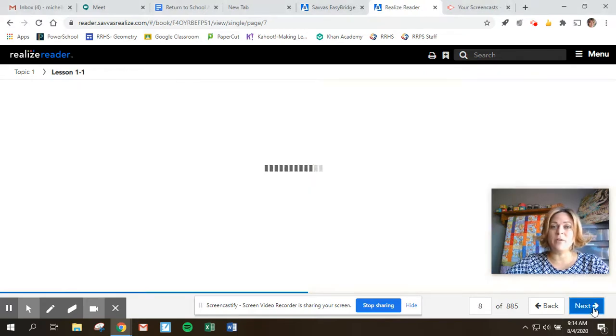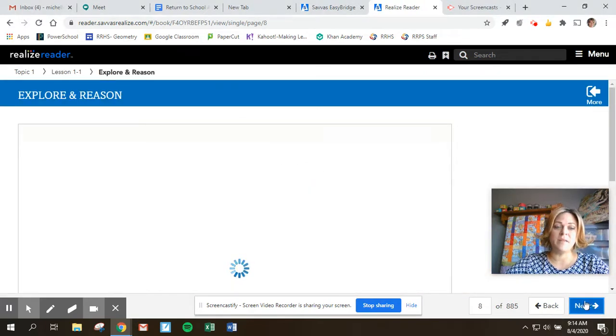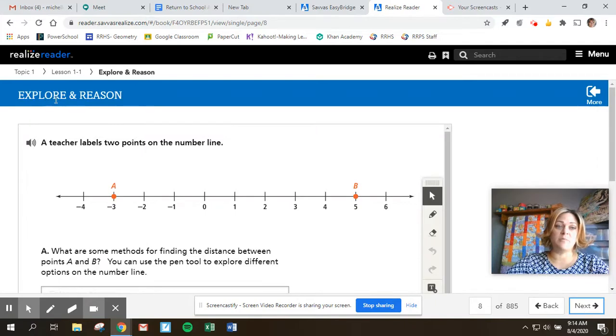So this is lesson 1.1 in geometry. The lessons usually start out with the explore and reason. Your teacher might delete some sections of the lesson or simplify it or even add a few things. So every lesson doesn't have all these components, but potentially it could have all these components. So first, explore and reason.